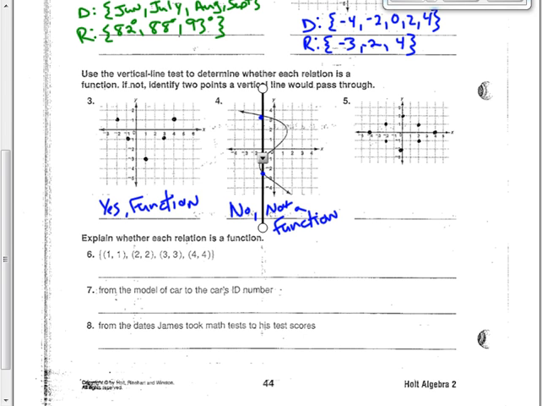And if I can grab my vertical line here again, and I go across here, crossing at 1 point, crossed here at 2 points, and so again I can say no, this is not a function. And I can give a couple points that this crosses through. It says identify 2 points a vertical line would pass through. Here's identifying these points. I don't have to write them as ordered pairs. Here are 2 points that this line would cross through.